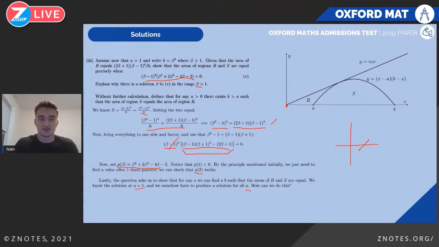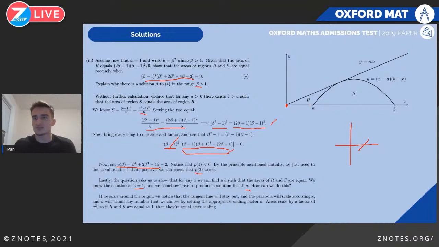And in general, what we know is that when we scale by, say, a factor k, areas scale by a factor k squared. So if we start at 1 and we scale by k, R will go to the area of R times k squared, and S will go to the area of S times k squared. But because they're equal at 1, when you multiply by k squared, they'll still be equal. And therefore, after scaling by a factor of kappa, we can attain any value of a, right? So we know a equals 1, we can scale by kappa, where kappa is any value you want, and we get every answer. So that's how you solve part B. It's about scaling the situation.